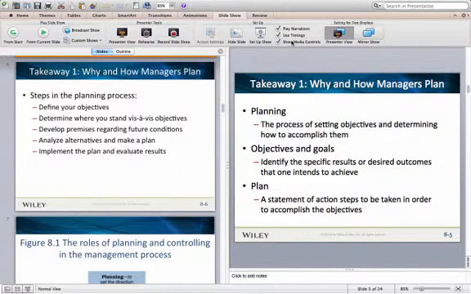That is the decision and planning process as it relates to beginning from your objectives and ending in your implementation.